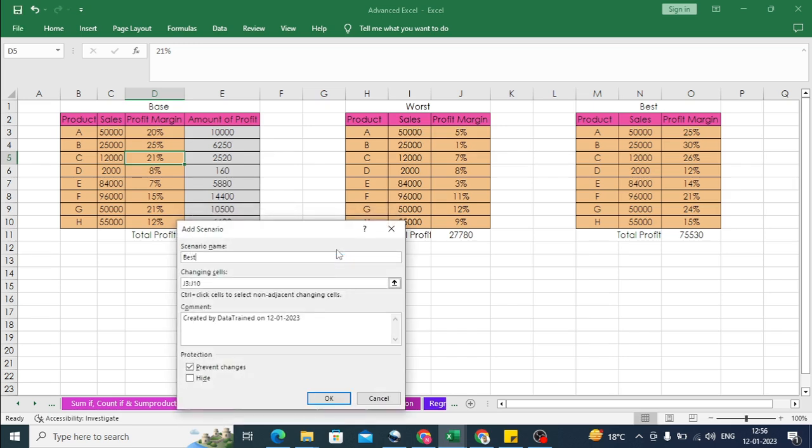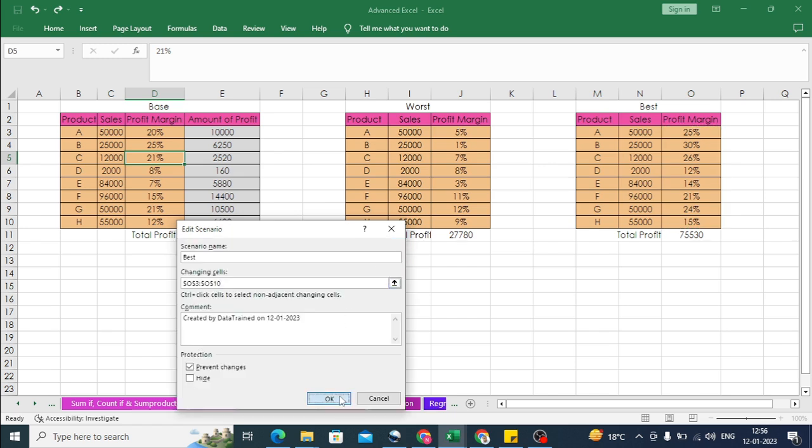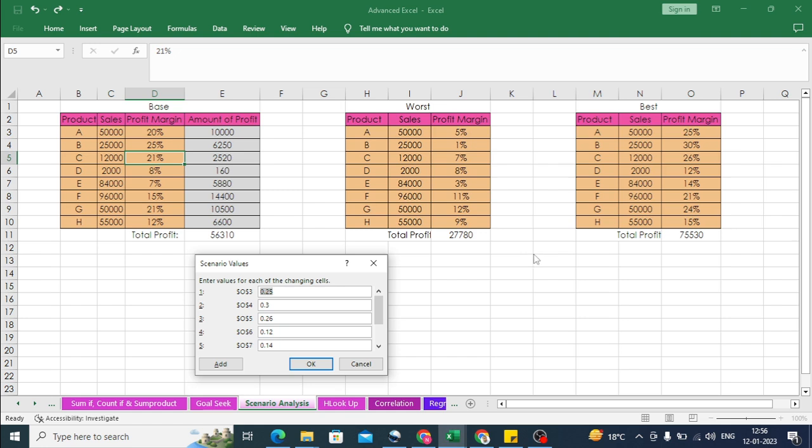Let's name it best. What are the cells that will change? The profit margin cells will change. And now click on OK. Now it is asking us whether we are willing to change the profit margins or not. Let's say that we receive information that when everything goes as planned, product A profit margin will be 30%. Product B profit margin will be 37%. And product C profit margin will be 29%.